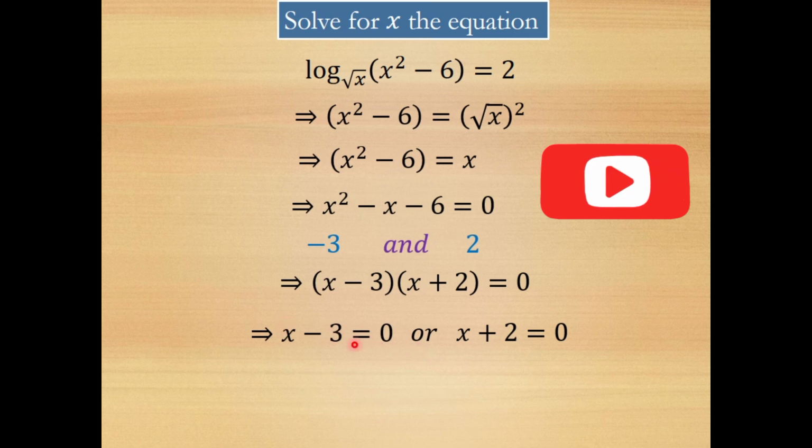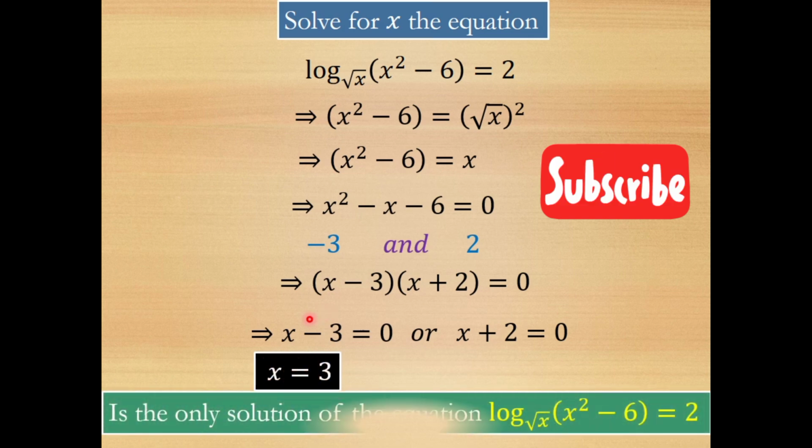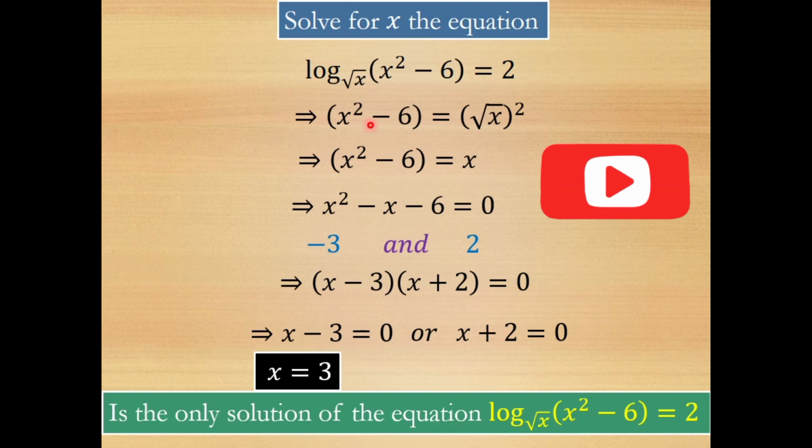We have two solutions, where we put each of them to 0, but we are going to accept only one solution here. We are going to accept the positive solution since the square root of x here must be positive. So we have x equal to 3 as the only solution to this equation. x equal to negative 2 is rejected since the square root function is not defined when x is negative.